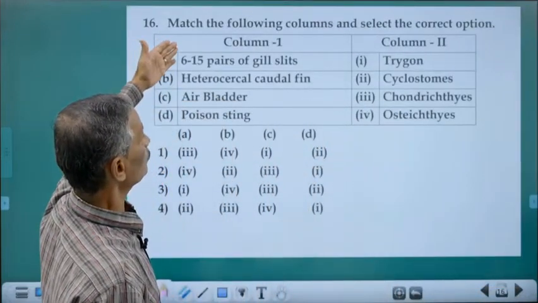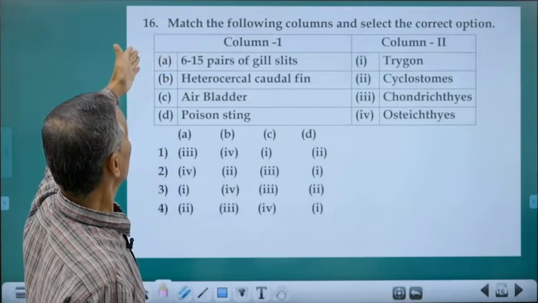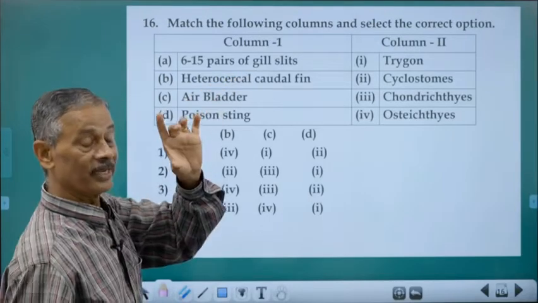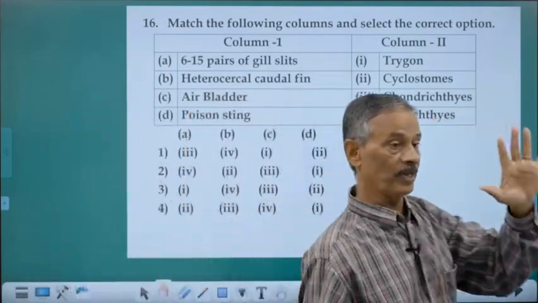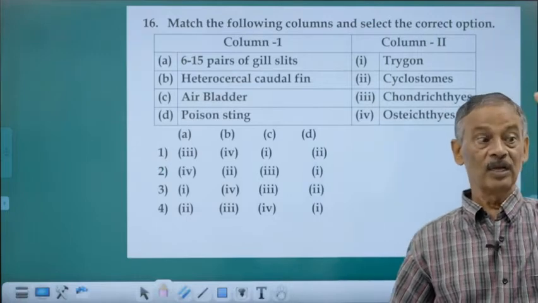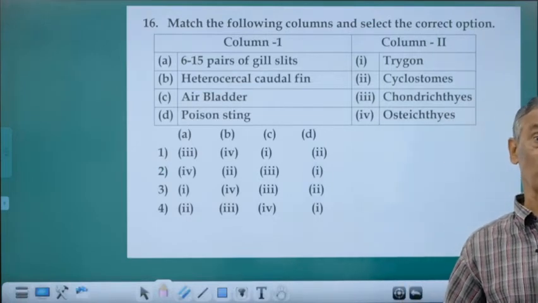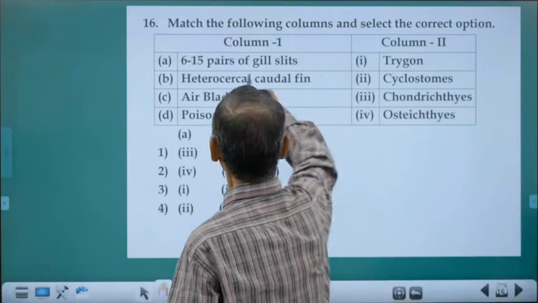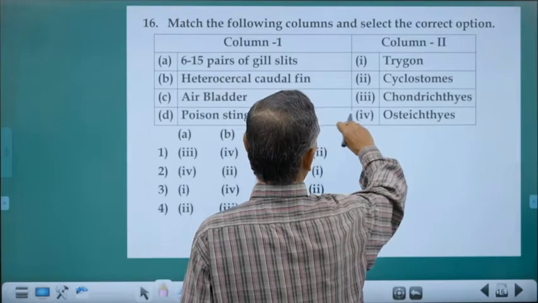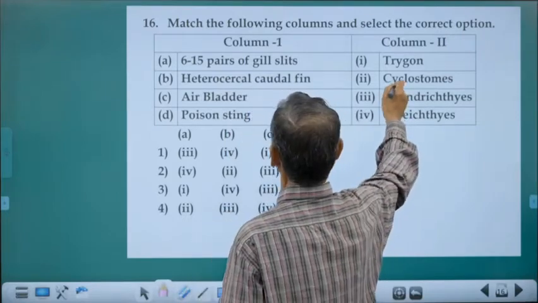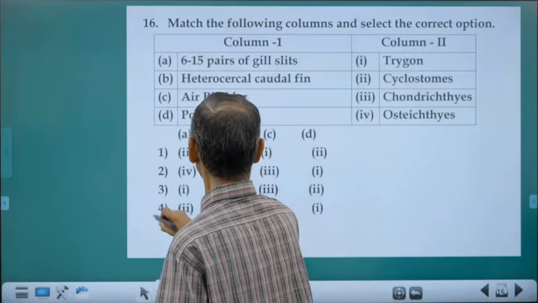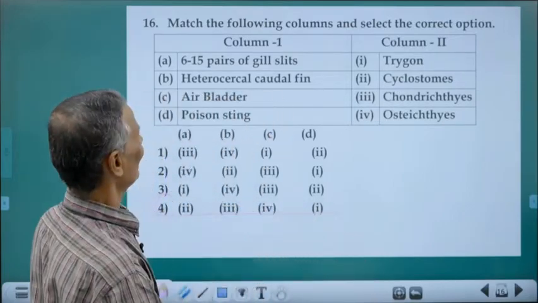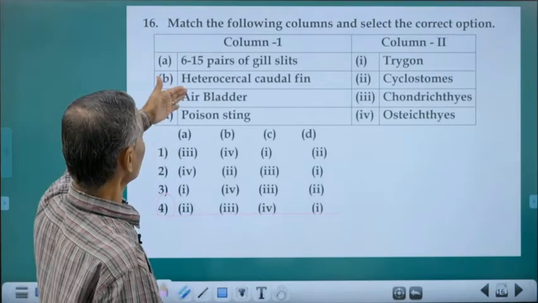Match the following columns and select the correct option. Large number of gills, 6 to 15 pairs. See, in cartilage fishes, 5 pairs. In bony fishes, 4 pairs. Above that is present only in primitive, jawless cyclostomes. So 6 to 15 pairs of gill slits is present in cyclostomes. So A is 2. Now immediately you came to the answer. Okay, heterocercal caudal fin.